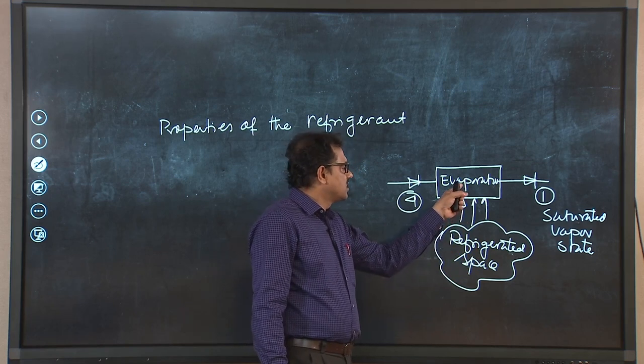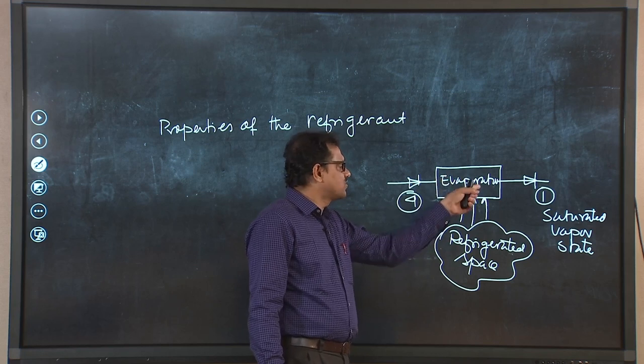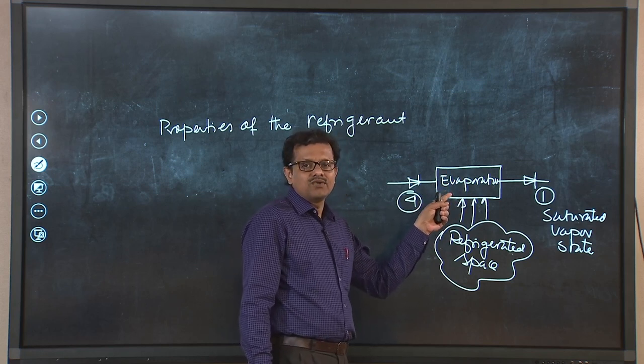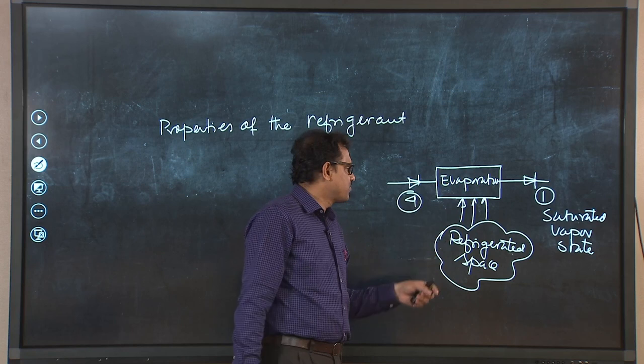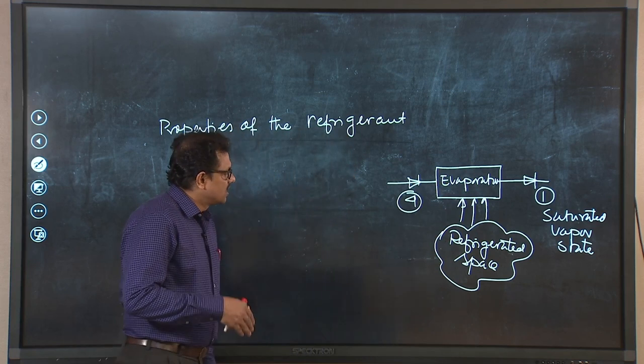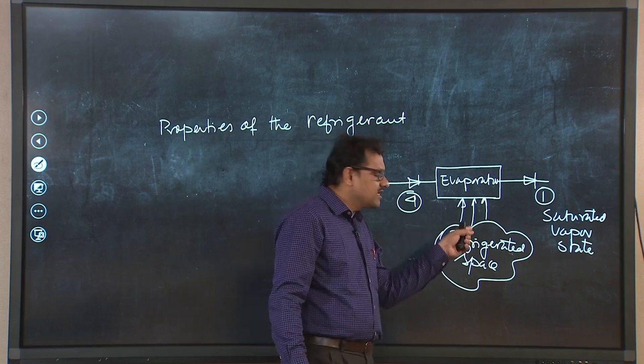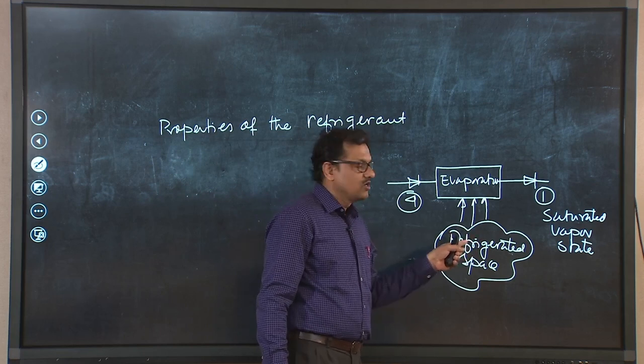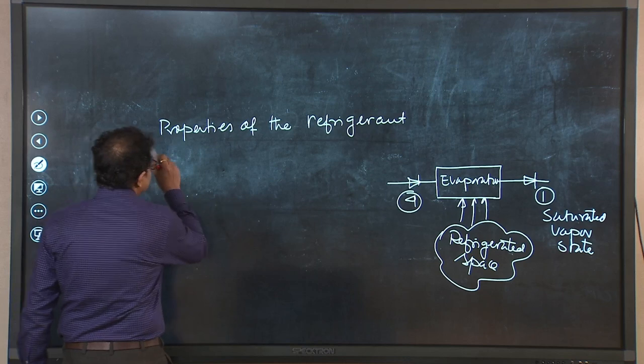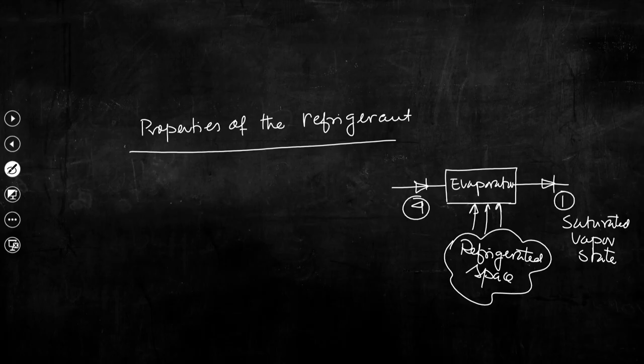So, the refrigerant that is circulated through this evaporator should be able to evaporate at a sub-zero temperature. That is the most important property, number 1.